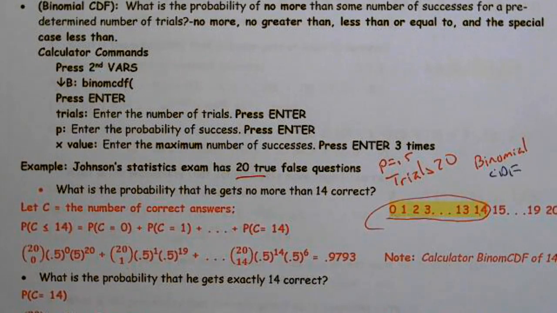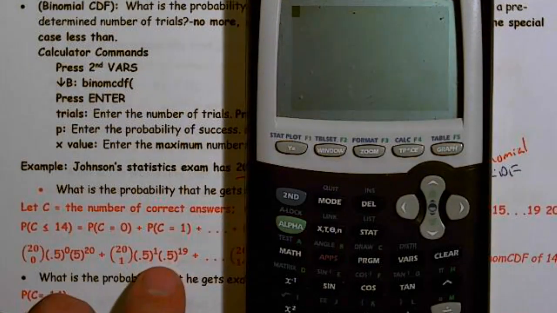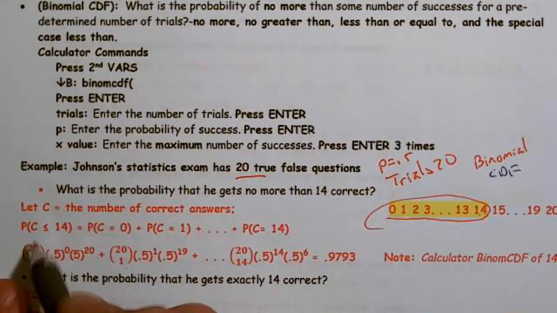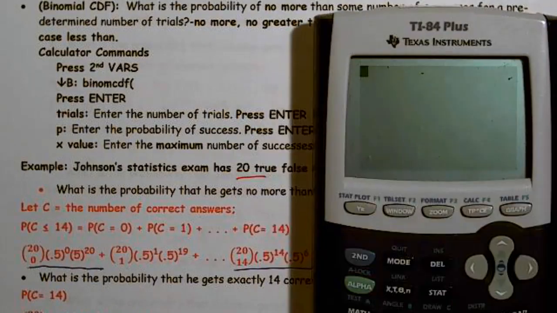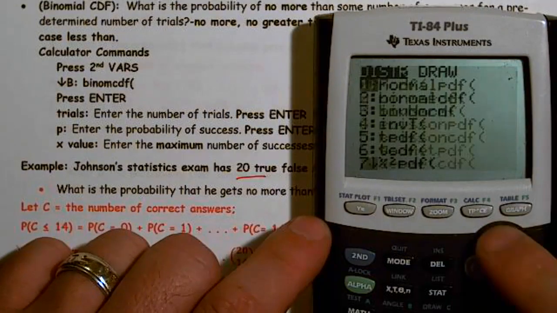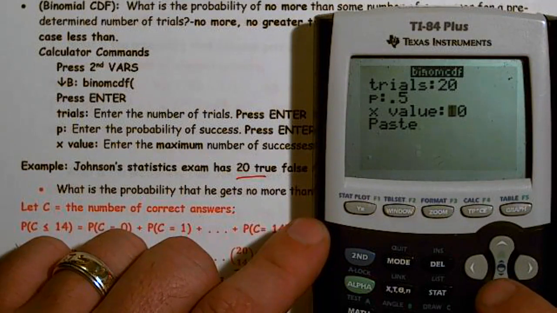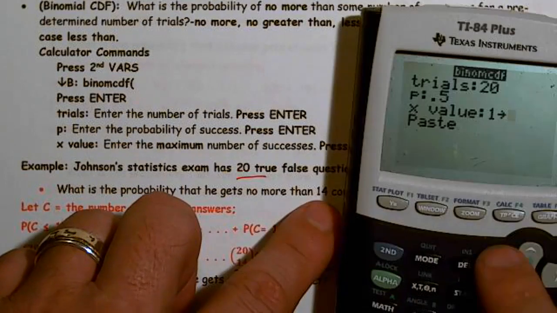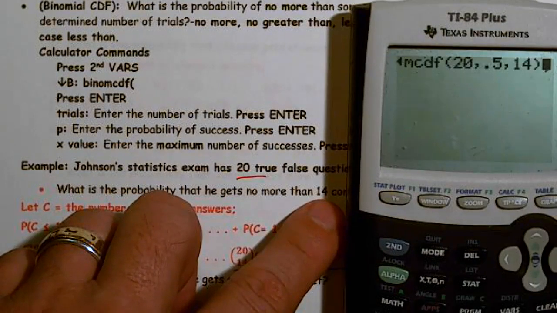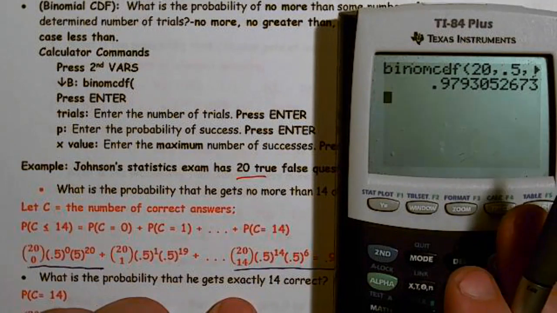All right. So here's the way I do this on the calculator. On the calculator, that was my work shown. First off, let me back up. I need to show my lowest, and I need to show my highest, and then plus dot dot plus. But on the calculator, I'm just going to go second vars, binomial CDF. My trials are 20. Johnson's probability of guessing correct is 0.5. And we need at most, or no more than 14. And now I just added them all up. So the probability that he gets 14 or fewer questions right is about 98%.